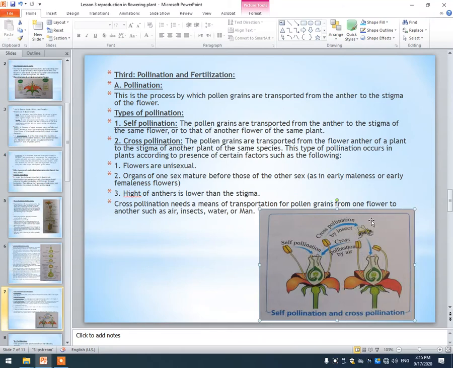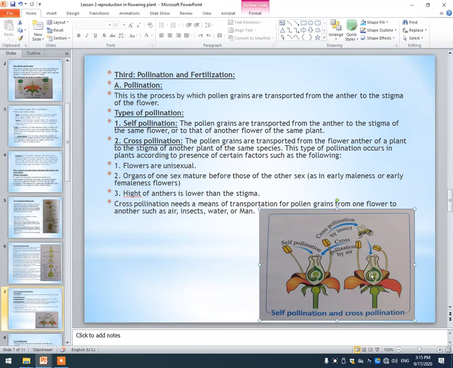In self-pollination, the pollen grains are transported from the anther to the stigma of the same flower. Cross-pollination means the pollen grains are transferred from the anther of a flower to the stigma of another flower of the same species. This type of pollination occurs in plants according to the presence of certain factors.